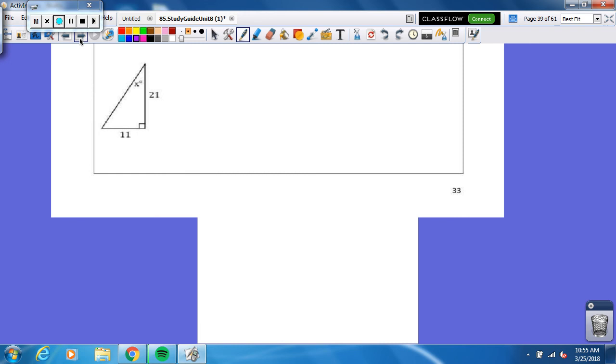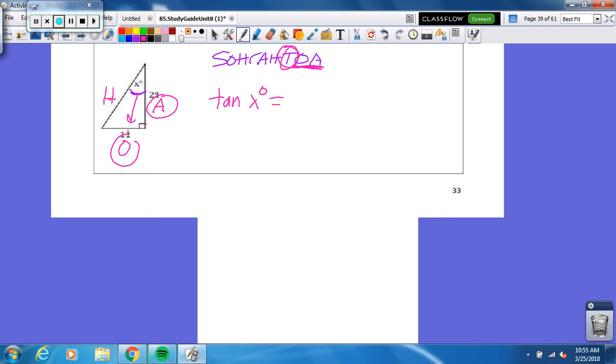All right, where are we at? Okay, so here is x. SOHCAHTOA. All right, let's see where I'm at. This is the opposite, 11. This is the hypotenuse across from the right angle, and 21 is the adjacent. So 11 is the opposite and 21 is the adjacent. Oh, opposite and adjacent, that's tangent right there. So tangent of x degrees equals 11, the opposite, over 21, which is the adjacent.